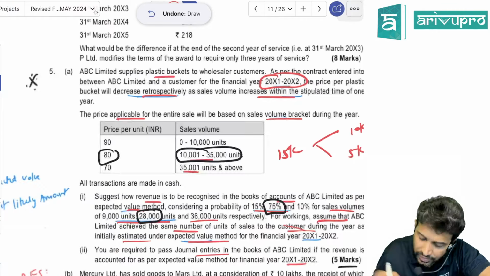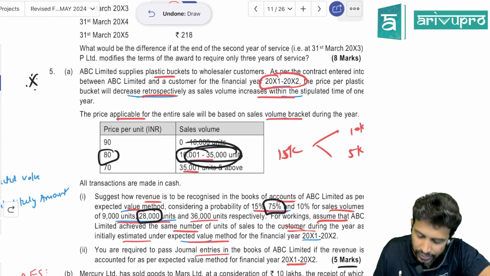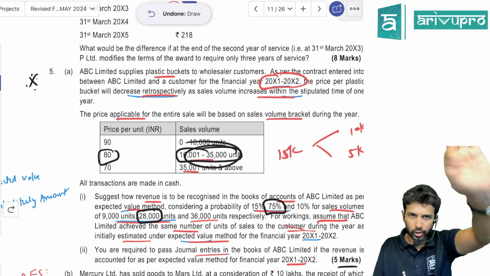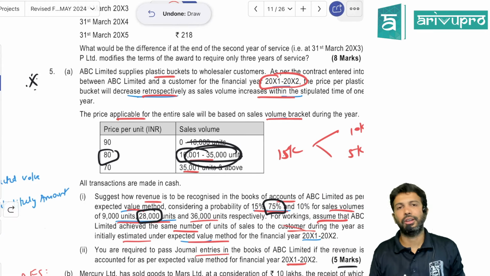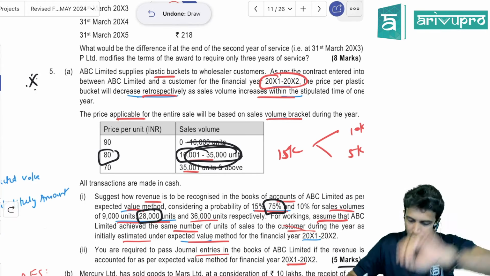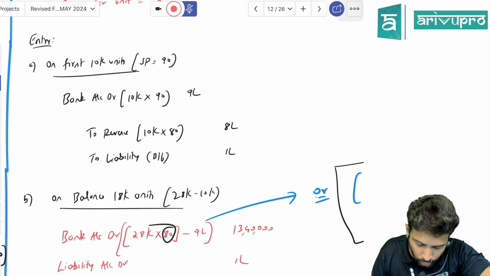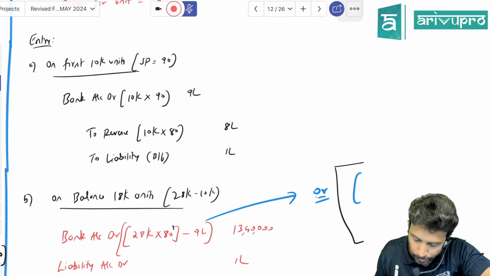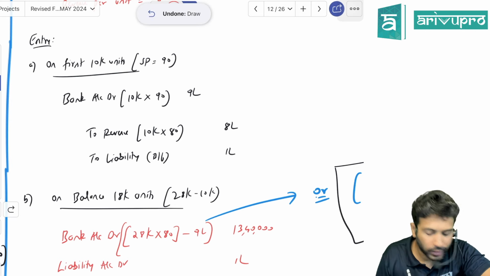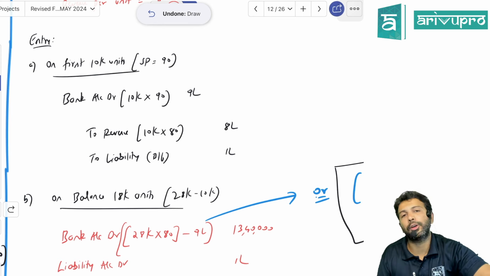And if it is 28,000 units, 28,000 comes in this category. So what will the customer say? I purchased totally 28,000 units. That means the total price on one unit is 80 rupees, correct? On one unit it is 80 rupees. On 28,000 how much? If you do 28,000 into 80, the customer is saying I have to pay you 22 lakh 40,000. These two multiplied will give you 22 lakh 40,000.